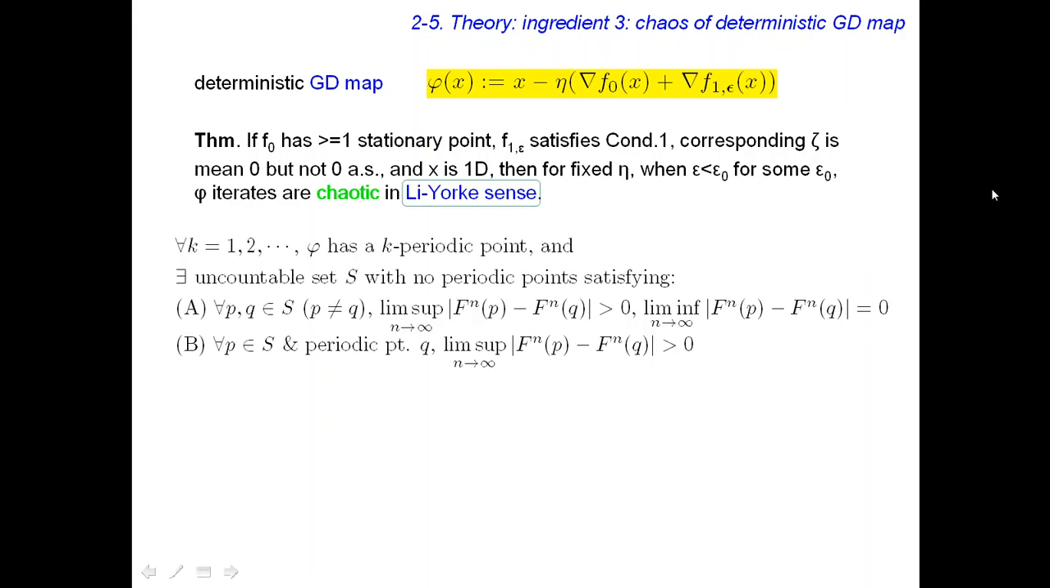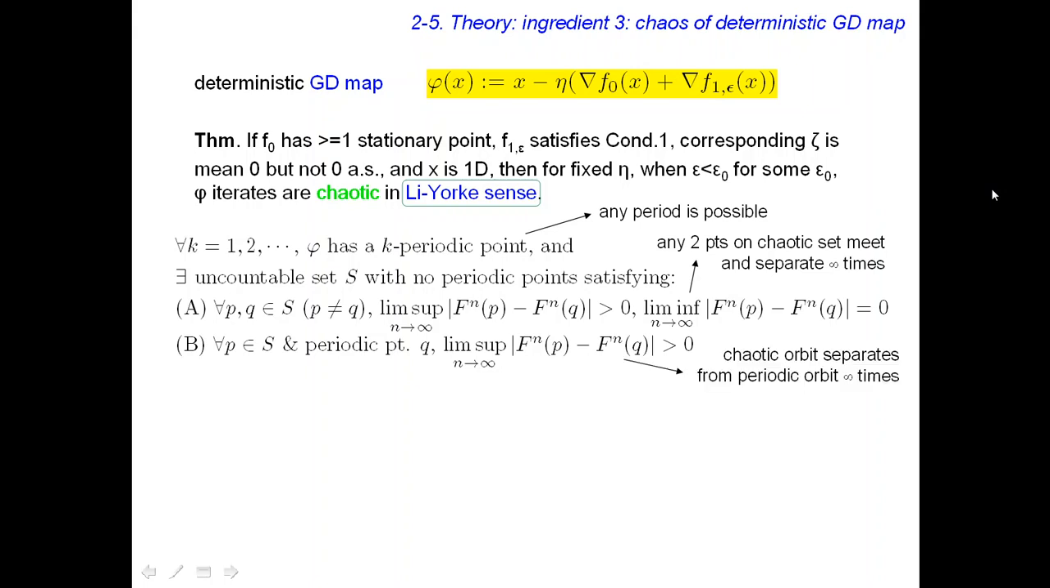What is chaos in the Li-Yorke sense? Well, first of all, you can find a periodic orbit with an arbitrary period. Okay, so you give me a positive integer k, I can find a k periodic orbit. Moreover, you can find a rather large set that is actually a chaotic set on which any 2 points will meet and separate from each other infinitely many times. And in addition, any chaotic orbit will separate from the periodic orbit infinitely many times as well. So this is the precise statement of the common understanding of anything is possible in chaos.